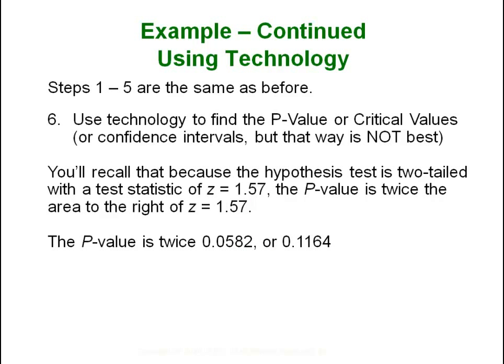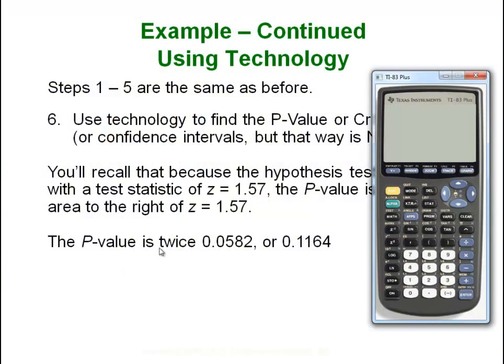Well, steps 1 through 5 are exactly the same. Whether you're using technology or formulas, you're still going to go through steps 1 through 5. And in fact, whether you're doing the p-value method or the critical value method, you're still going to do the same steps 1 through 5. So now you decide to use technology to get your p-values or your critical values. I'm going to go with p-value just because it's the method I like best.